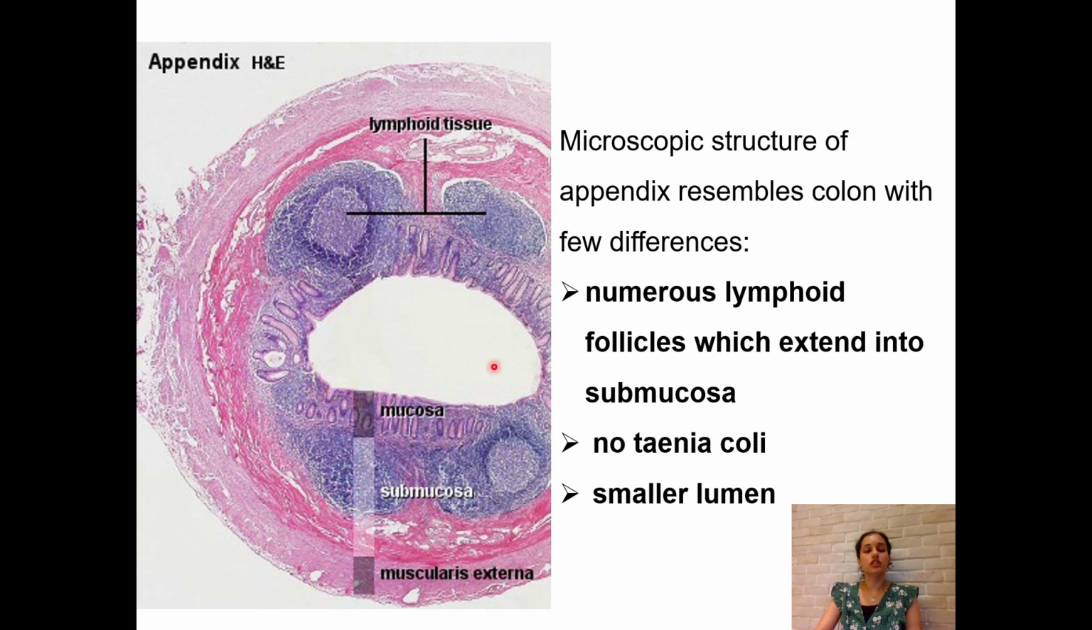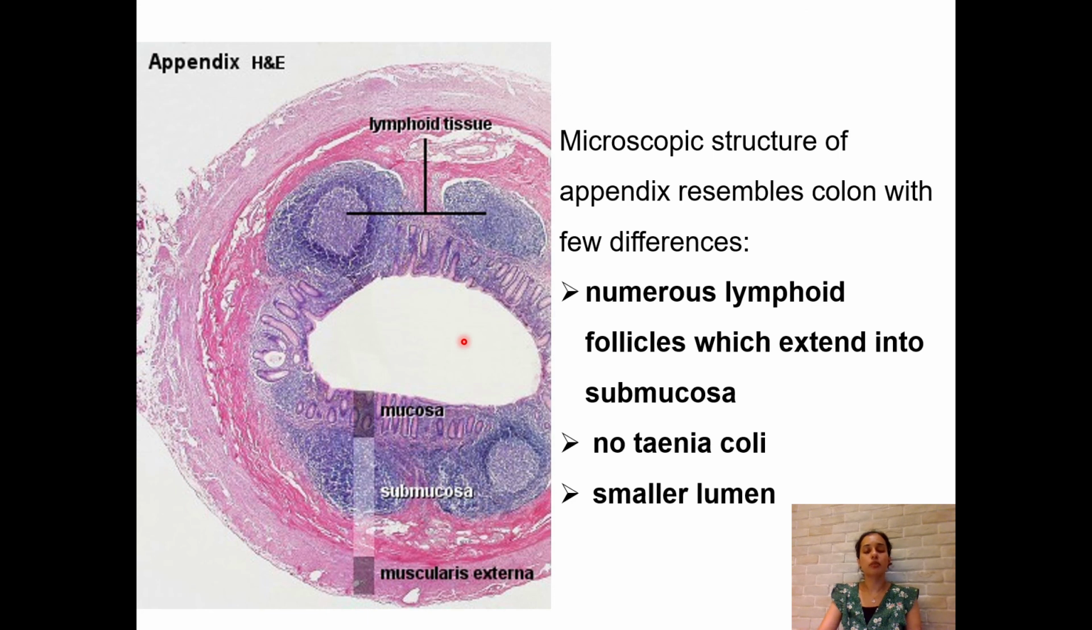Here this is showing the appendix, the microscopic features of the appendix. It is part of the colon, so it has the same features, but it is a small tubular, vestigial organ. It resembles the colon, and it has numerous lymphoid follicles, which also extend to the submucosa, as you can see over here. The only difference is that they don't have tinea coli. Okay, so no tinea coli and a very small lumen.